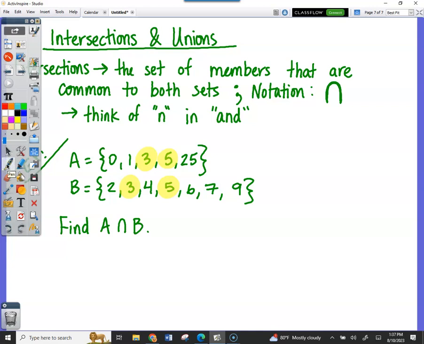So the way you would write your answer is you would either add an equal sign here, or I like to rewrite it so I know what the question was. So the intersection of A and B would be the set that contains 3 and 5.